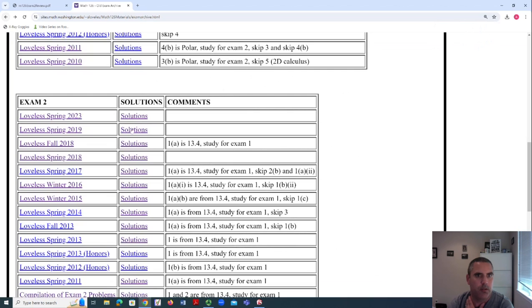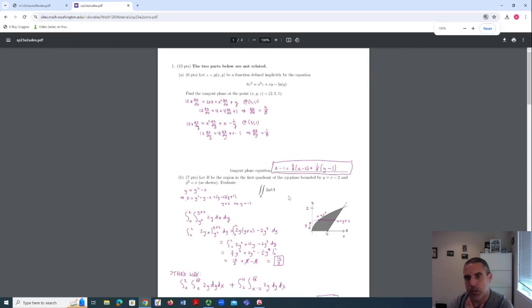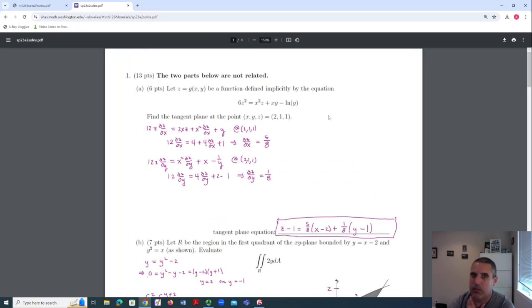I already clicked on that one. Let's look at a more recent one. Okay, first we have to do a partial derivative. Notice, what is it asking? For the tangent plane. That means we need to compute both partial derivatives. Notice how I plugged in right after I computed the partial derivatives to save myself some time.